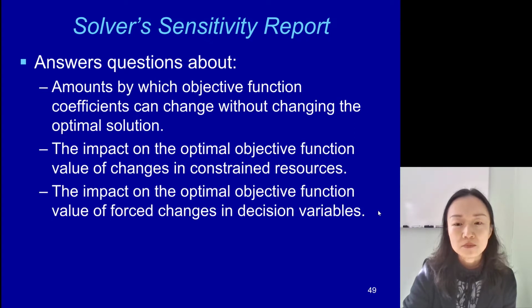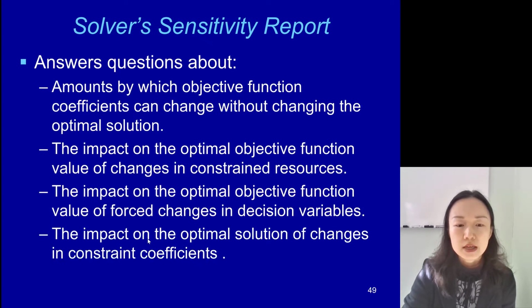Say if we have a negative 13 as the reduced cost of x3, then if we force that x3 to be equal to 1 from the current optimal value of 0, then we know that our objective function value will be decreasing 13. The reduced cost tells us the impact on the optimal objective function value if we force that decision variable to change. The impact on the optimal solution of changes in constraint coefficients.